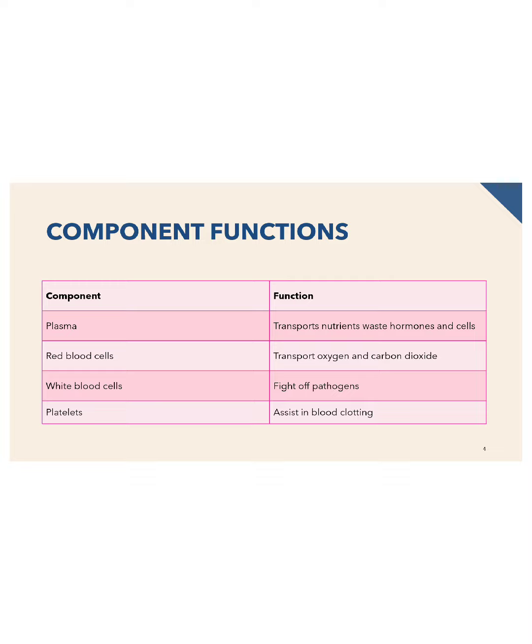Each component of blood has a different function. Plasma, which is the liquid portion of the blood, transports the nutrients, the waste, the hormones, and the cells throughout the vessels and distributes them to the body. Red blood cells transport oxygen to our cells and also transport CO2 back from our cells out of the body.